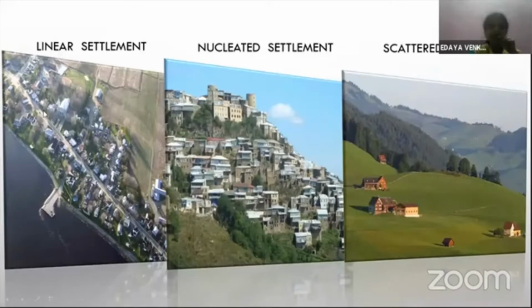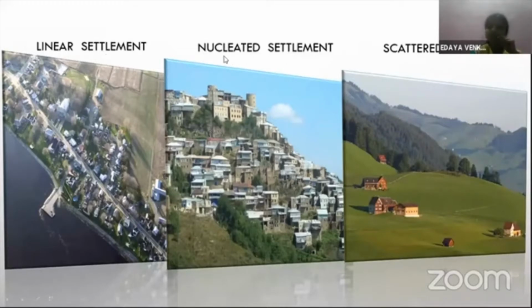So linear settlement can be seen in a line. Can you see? The settlements, the houses are built in a single line towards both sides of the road. Can you see? Yes. Good. So this type of settlement is known as linear settlement.